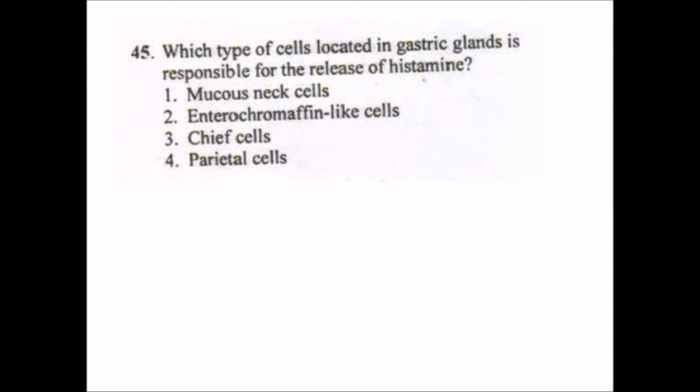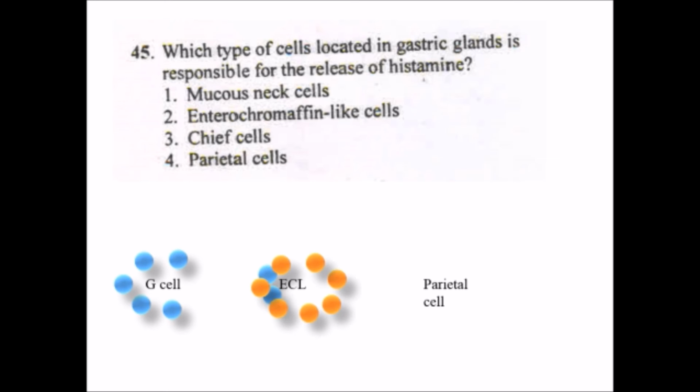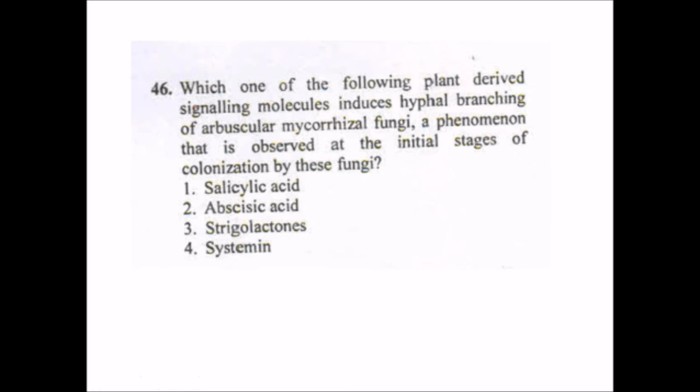Question number 45. Which type of cells located in the gastric cell is responsible for the release of histamine? Actually, G cell is a cell which first releases the gastric enzyme, which then stimulates the ECL or enterochromaffin-like cell, which stimulates histamine, and this histamine will activate the parietal cell to secrete HCl. So obviously the answer will be number 2.